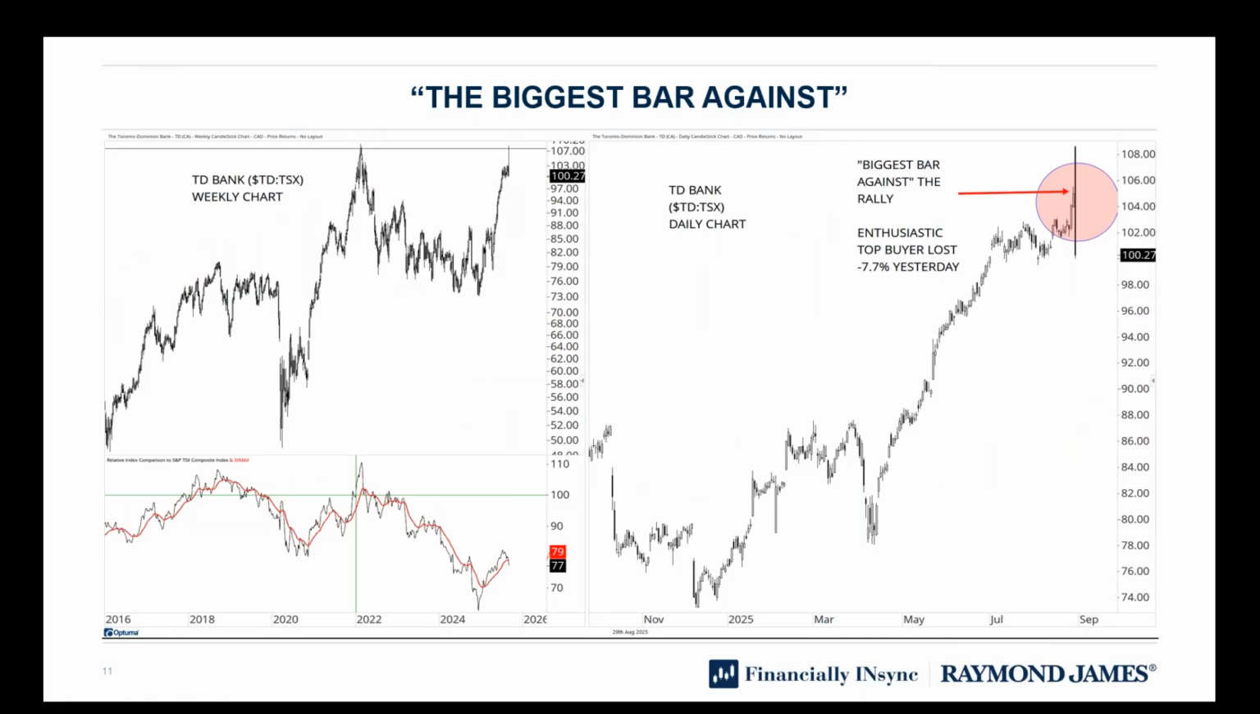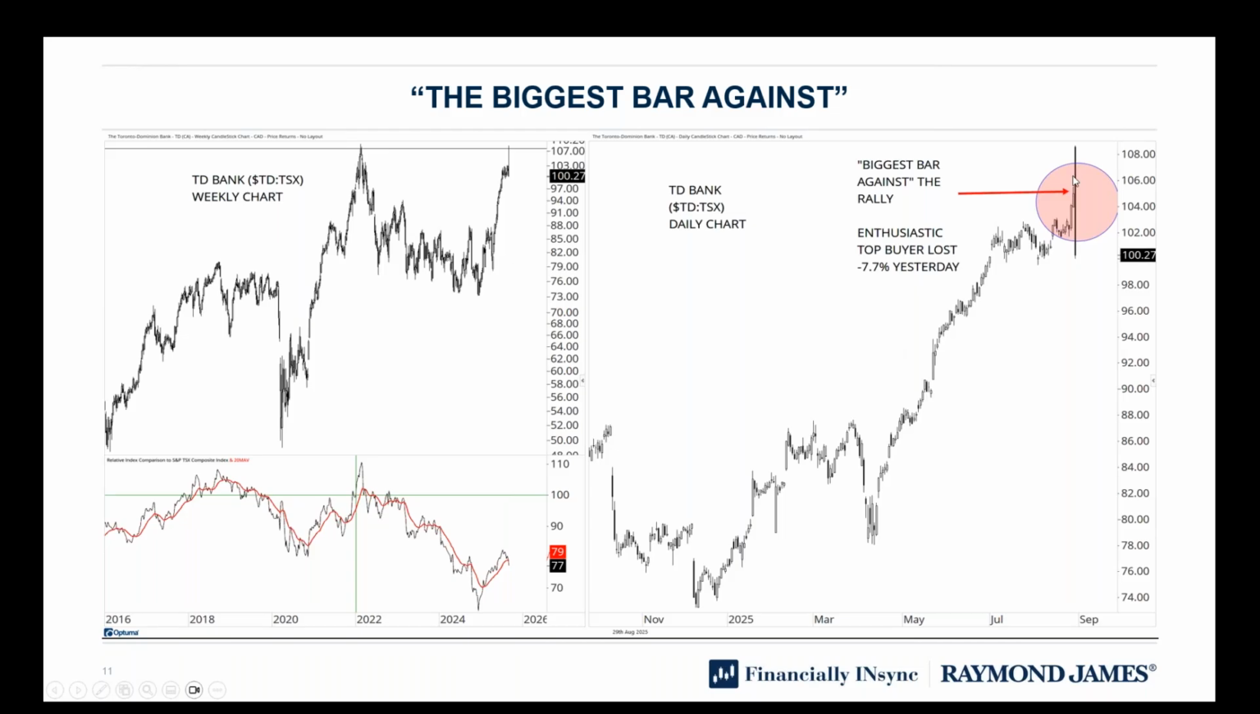Biggest bar against, let's talk about TD Bank. So one of the largest banks in Canada here just reported earnings yesterday. On the left side, we've got the weekly chart. You can see here really it found resistance at the top of the 2021 highs, same spot, right? And so again, underneath, we can see this is versus the Toronto stock market. So this has been an underperforming bank. It has underperformed over the course of the last 3 years. It's shown here. So this is saying about 23% underperformance.